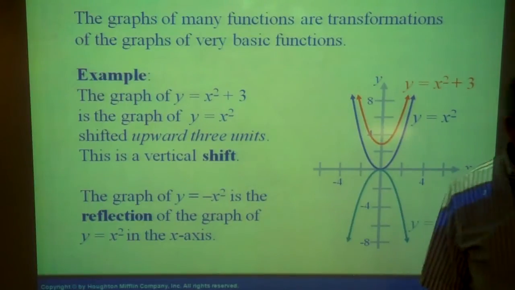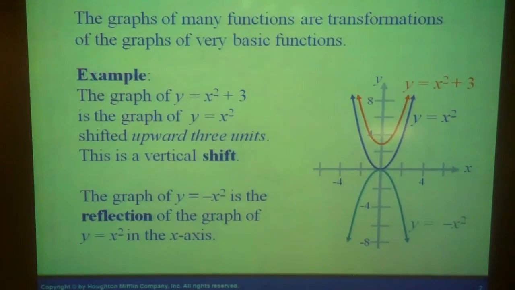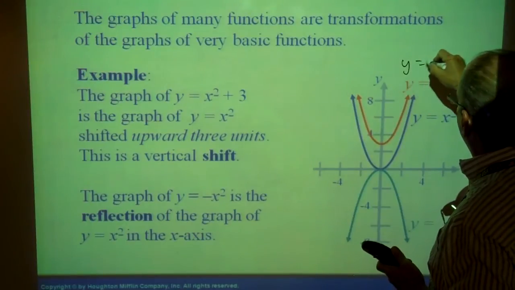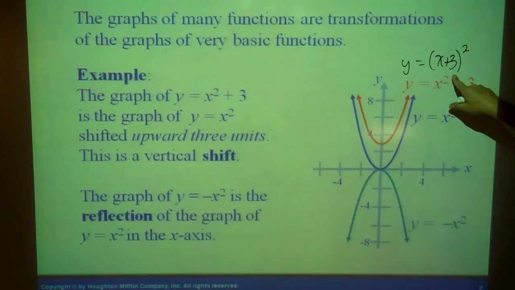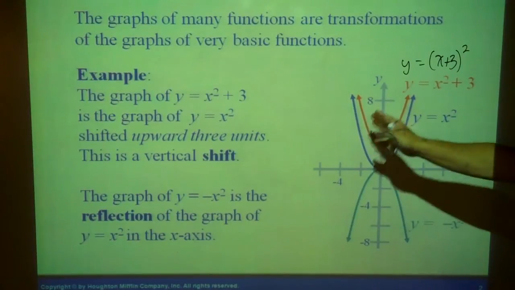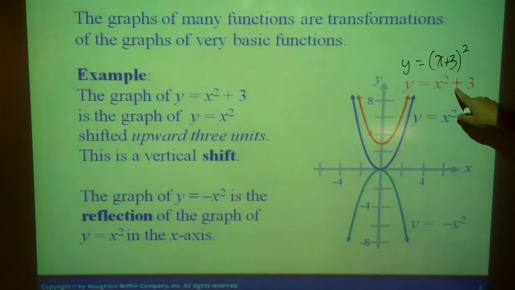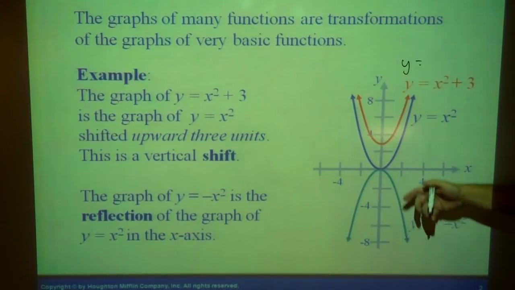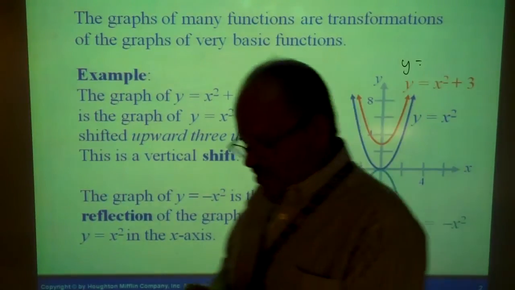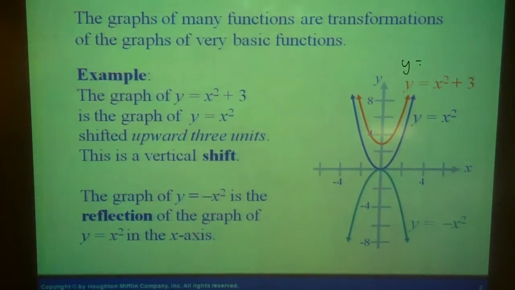Now we're going to see that that's different than if we had the plus 3 in the parentheses. Inside of what I'm going to call the function operator is going to be a left and right shift. Outside of this function operator is going to be an up or a down shift. And you could see this if you made a table of values for points on this graph. You could see that the y's were always 3 more.